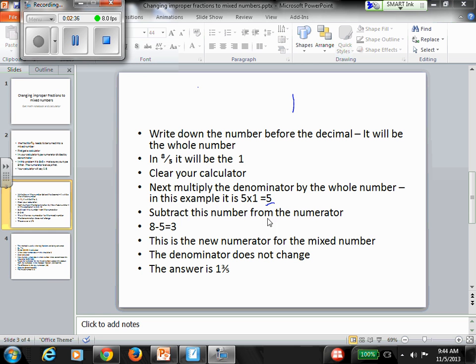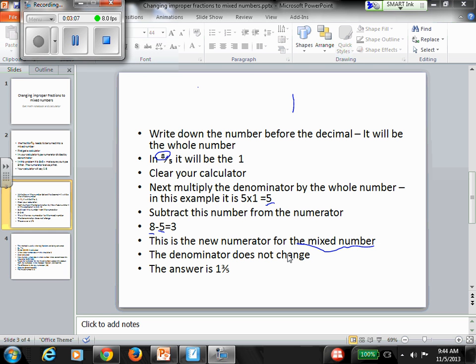So we're going to subtract the product of these two numbers from the numerator in the improper fraction. So we've said 5 times 1 is 5. Here's our numerator. Up here is the big 8. We're going to write the 8 down here, subtract the 5, and that's equal to 3. This difference, which is what you get when you subtract two numbers, is our new numerator, or our numerator in the mixed number.